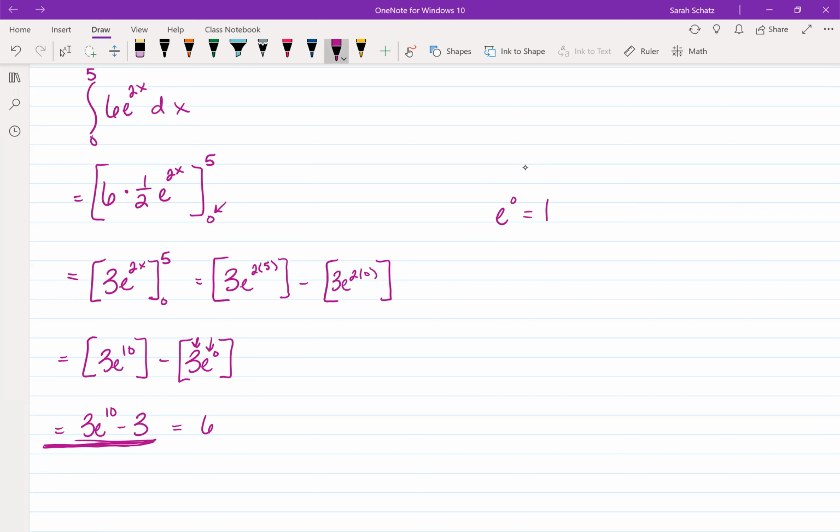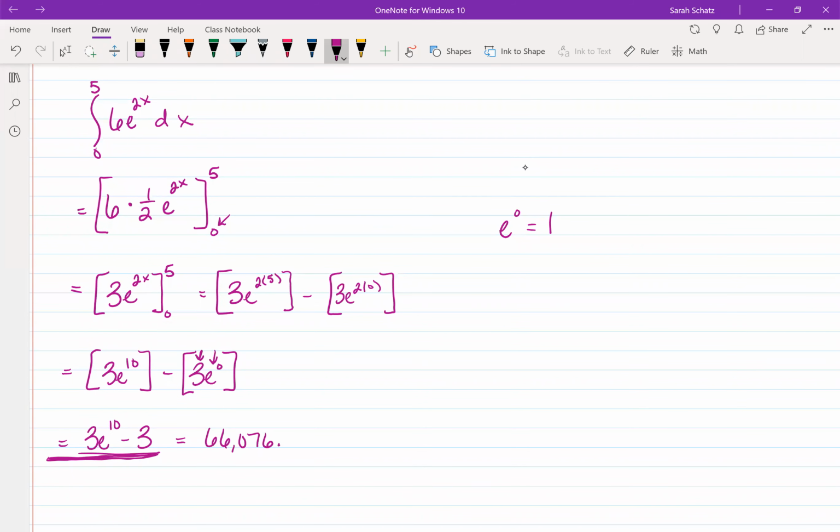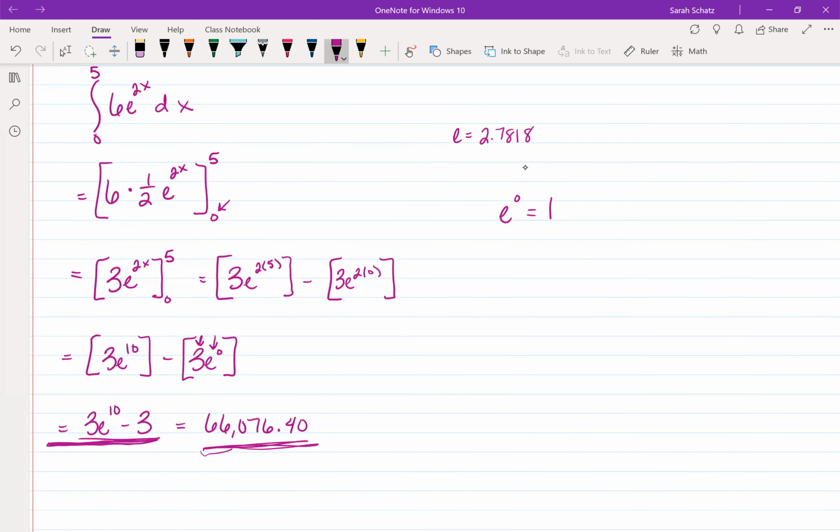You guys, it's a pretty large number. I got 66,076, about 0.40 if I went to 2 decimals. It was 0.397. I would get this, and it makes sense that it's a large number, because remember, e itself is between 2 and 3. It's about 2.7818 or so. So if you take that to the 10th power, it does get very big. So we get this large number as an approximation; exact is just 3e to the 10th minus 3.